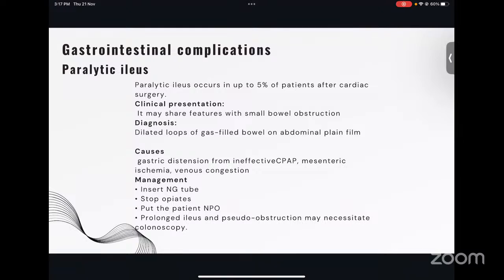To manage patients with paralytic ileus, start by passing a nasogastric tube to decompress the stomach and consider a flatus enema. Stop any opioids and contributing drugs, and try to mobilize the patient as much as possible. Keep the patient nil by mouth and on normal saline. Prolonged ileus or pseudo-obstruction may necessitate colonoscopy.